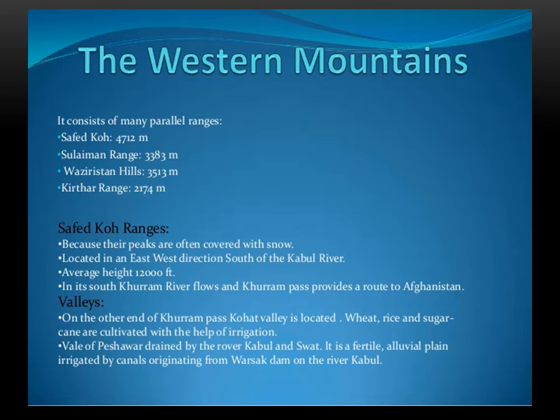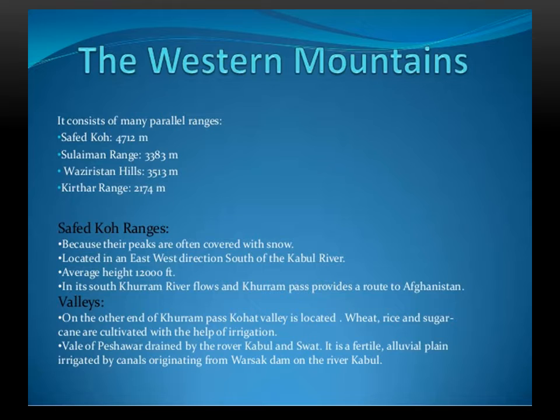That was all about the previous lecture. Let's start with the Western Mountains. In the previous lecture, we learned about the topographical features of Pakistan, and I've told you that Pakistan is divided into six topographical areas, and we are done with the first one. The first one was the Northern Mountains and Northwestern Mountains.